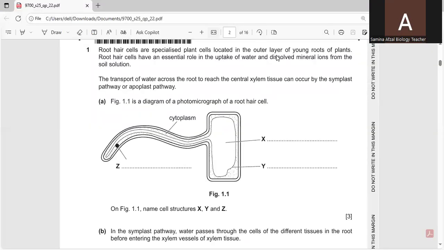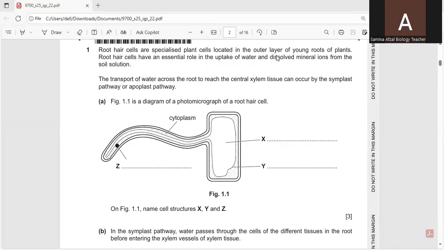Root hair cells are specialized plant cells located in the outer layer of young roots of plants. Root hair cells have an essential role in the uptake of water and dissolved mineral ions from the soil solution. So the transport of water across the roots to reach the central xylem tissue can occur by the symplast pathway or apoplast pathway. Apoplast pathway is that pathway by which the water moves through the cell wall. So in symplast pathway, the water moves through the cytoplasm and plasmodesmata.